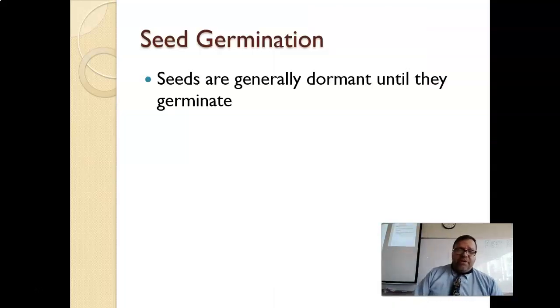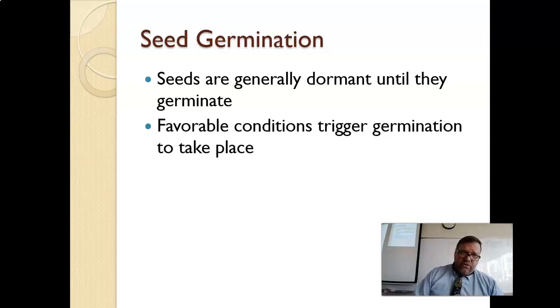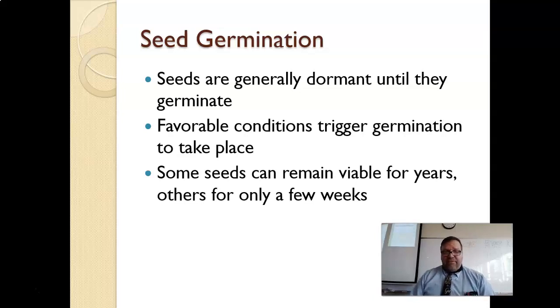Seeds are generally dormant until they germinate. Germinate is basically when the conditions are favorable for growth to take place. Usually the main one is it's got to have lots of water. So a seed can actually be in a packet for years and years, dormant. And then you can get it in the right conditions and it's going to start to grow. Now some seeds can only last a couple of weeks, but some seeds can last for years. Has everyone got that? Make sure you got the notes on that one.